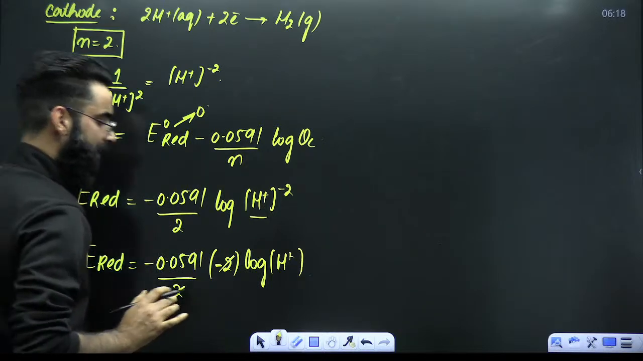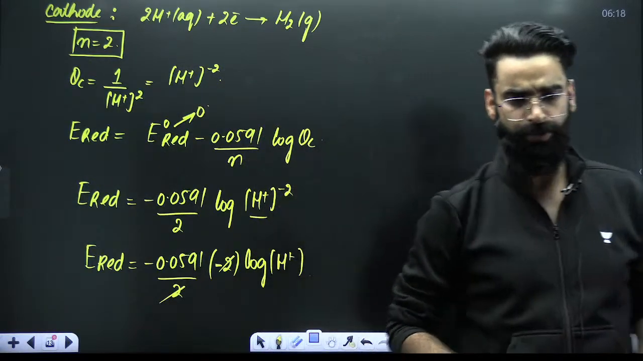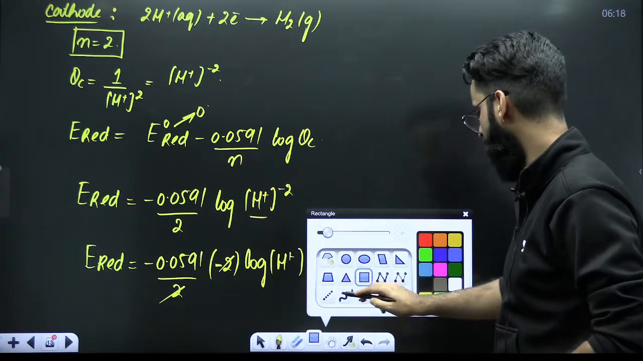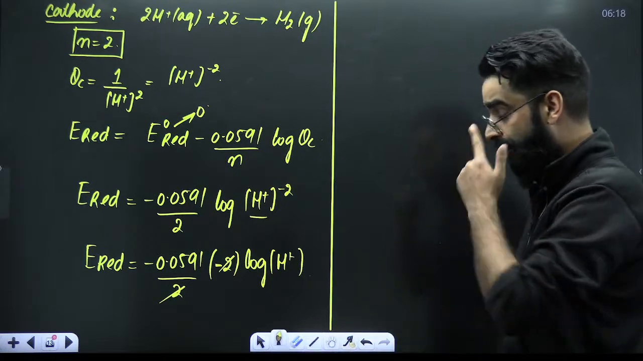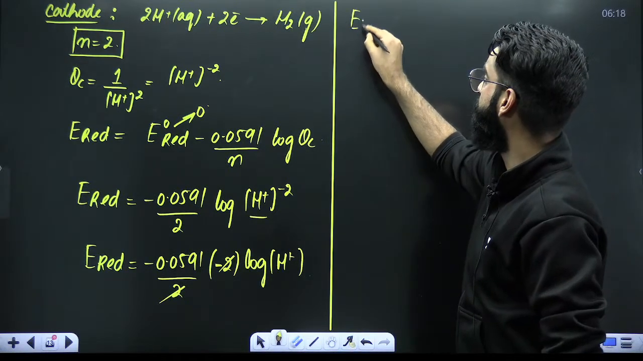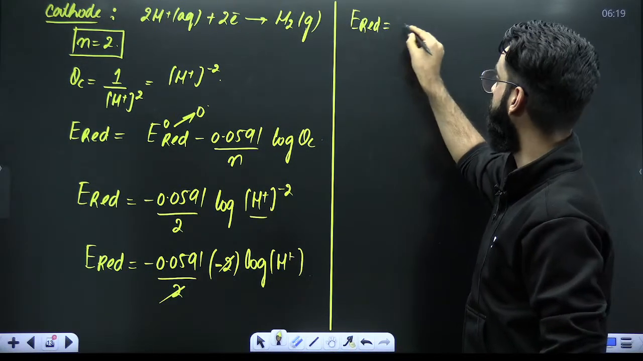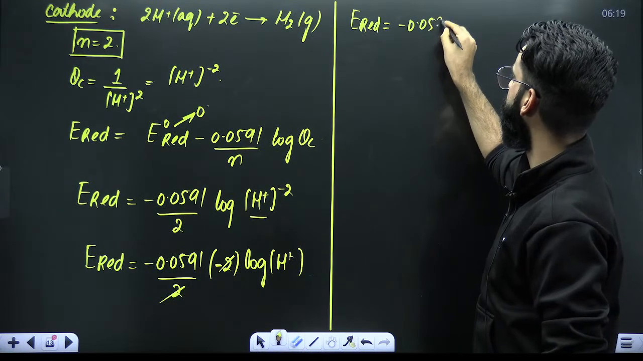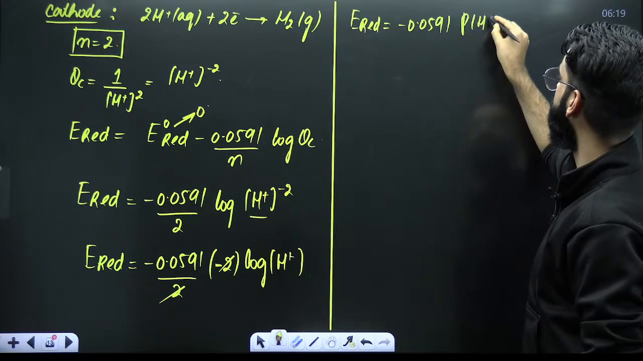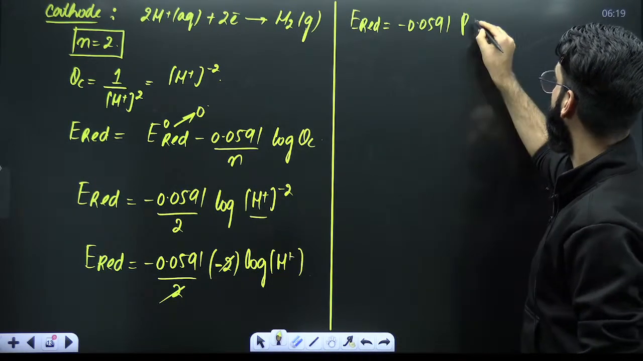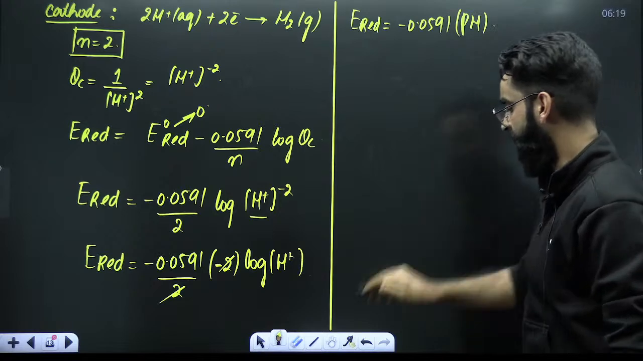So 2 and 2 got cancelled out. When 2 and 2 get cancelled out, what will I be left with? See guys, try to understand. I'll be writing the reduction potential of the hydrogen electrode is equal to minus 0.0591 times minus log of H positive, and minus log of H positive is something which you call as pH.